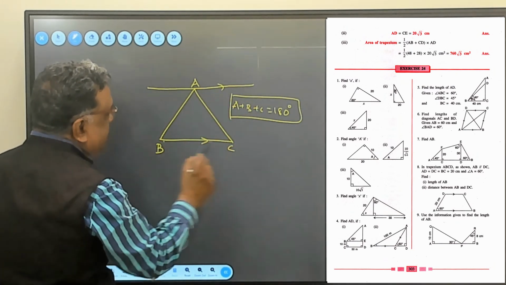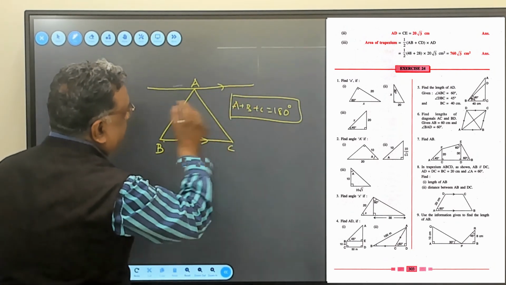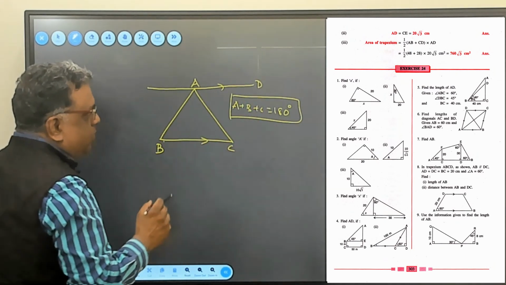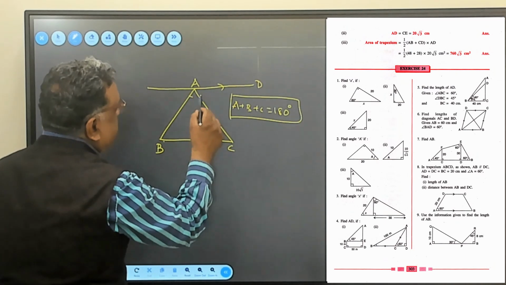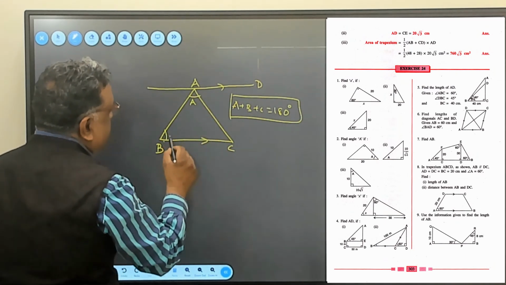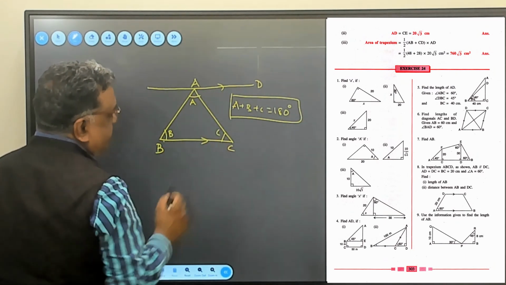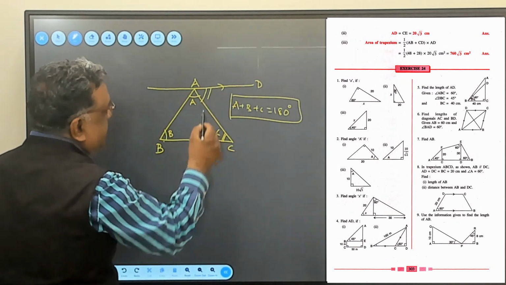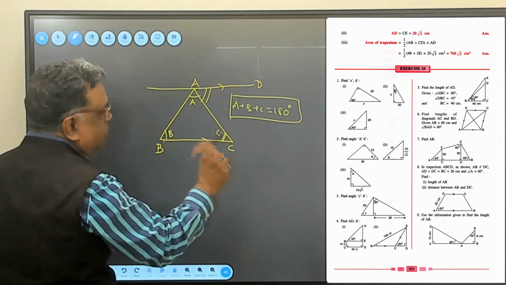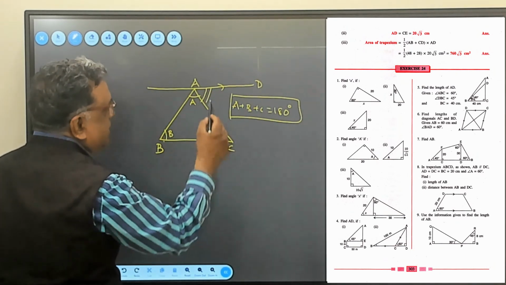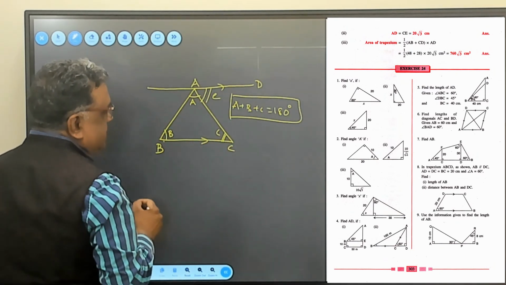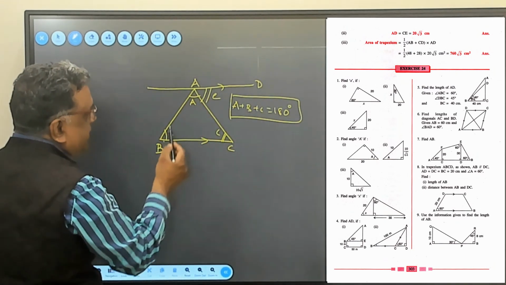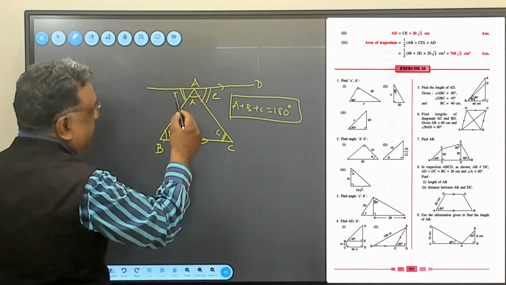So now BC and this line, let us say AD, have become parallel. Once they have become parallel, let us say this angle is A, this angle is B, and this angle is C. So this angle and this angle become the same because they are alternate angles between two parallel lines. This is the transversal line. So this will become C. Same way, if these two lines are parallel and AB is the transversal line, then B and this also will become the same. They are alternate angles.